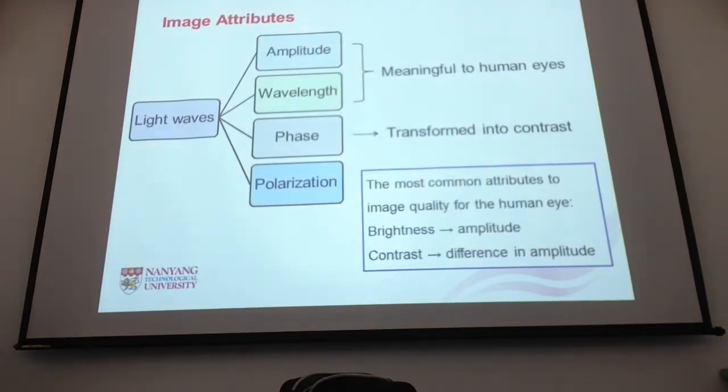For the optical image, we use light waves. The four important pieces of information in the light wave are amplitude, wavelength, phase, and polarization. Polarization will not be discussed today. The amplitude gives us the brightness. That means if we want to see the image in the microscope, it should have good brightness. Otherwise, you cannot see anything. The wavelength gives the resolution we discussed before, and the phase is transformed into contrast. If the contrast is less than 20%, we cannot distinguish the image.